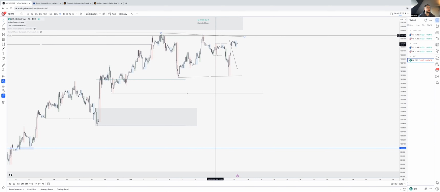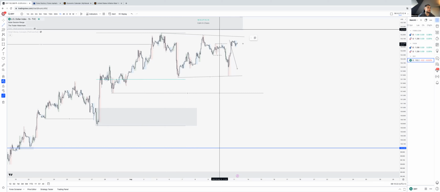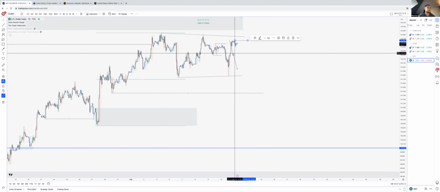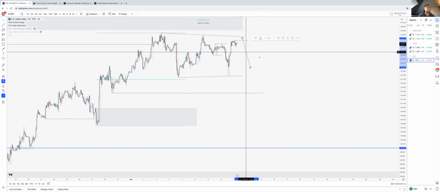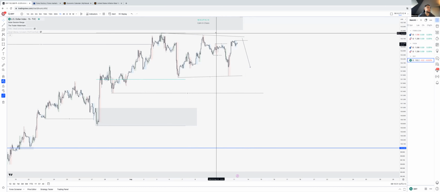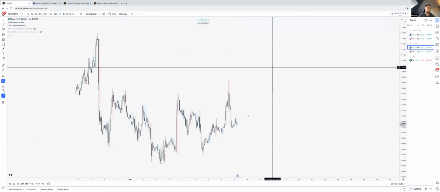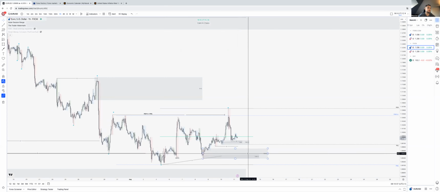Ideally want it to come above here, but we can see that if we come above here, we might get a short. Although I expect price to come higher, meaning that EU would not react from here, but will come lower at least and then give us a reaction.